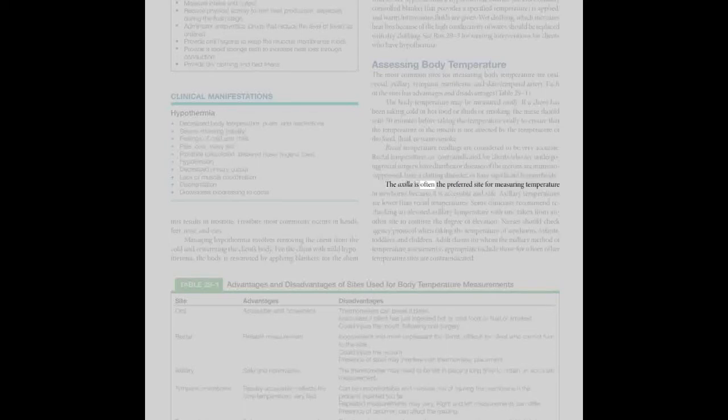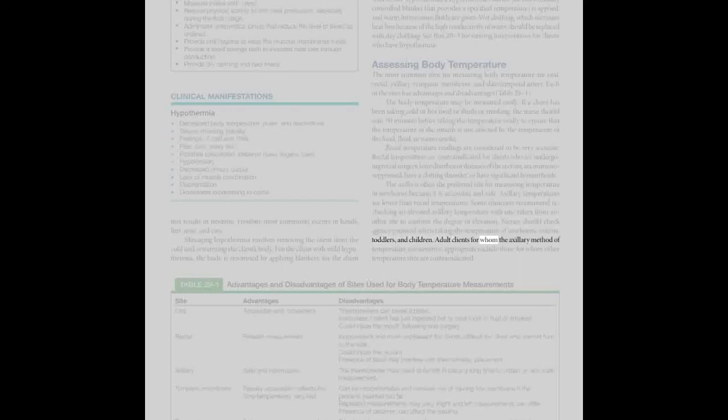The axilla is often the preferred site for measuring temperature in newborns because it is accessible and safe. Axillary temperatures are lower than rectal temperatures. Some clinicians recommend checking an elevated axillary temperature with one taken from another site to confirm the degree of elevation. Nurses should check agency protocol when taking the temperature of newborns, infants, toddlers, and children.